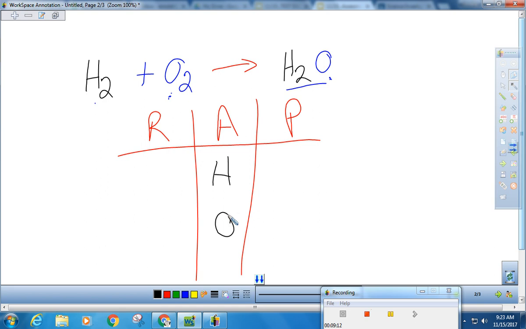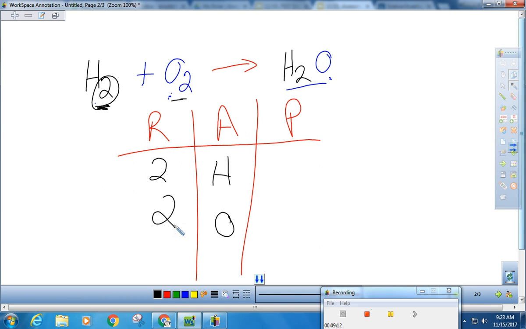Now, if we take a look at this, we're going to simply just count. I have H2. What does this little 2 tell me about H? There are 2 atoms of that. What is this little 2 called? Anybody know what that little number is that hangs? It's a subscript. It hangs below, sub. So the subscript tells you how many you have. So I have 2 hydrogens here. How many oxygens do I have? I have 2 as well on the reactant side.